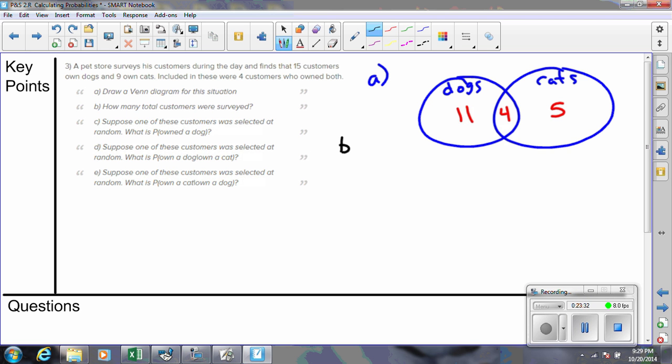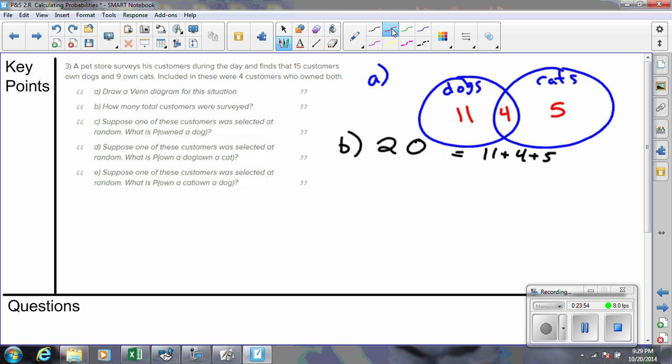For part B, how many total customers were surveyed? Well, just add up the numbers. 11 plus 4 plus 5 gives us a grand total of 20. Add up each of the numbers in your Venn diagram, you get the total amount.